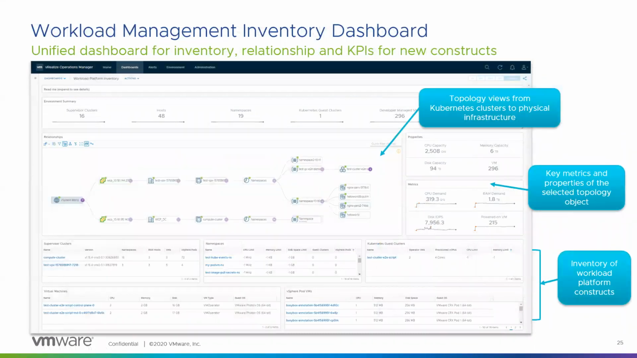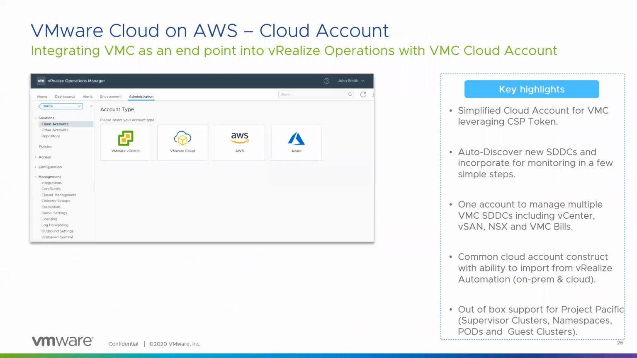On top of it, we have certain dashboards, as I was mentioning. This is the workload platform inventory, where all the summary around supervisor clusters, hosts, namespaces, clusters, everything is available, as well as the relationships and the major KPIs and the various information related to the components which are part of your workload management inventory. So everything is in one place so that you can actually monitor and troubleshoot them.